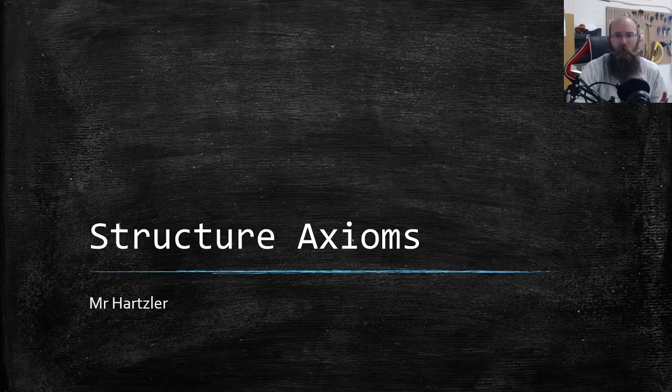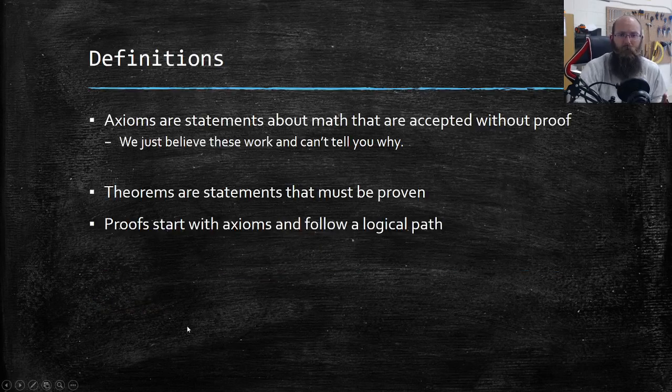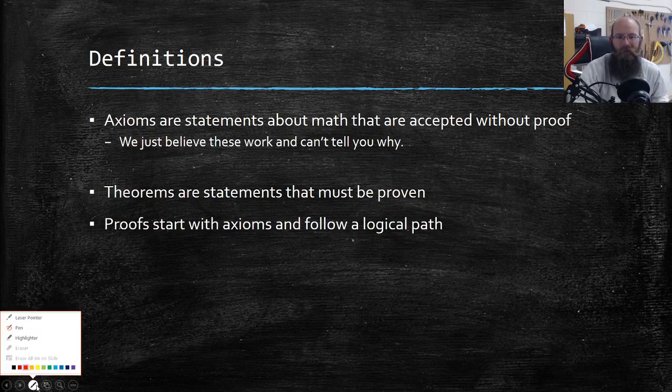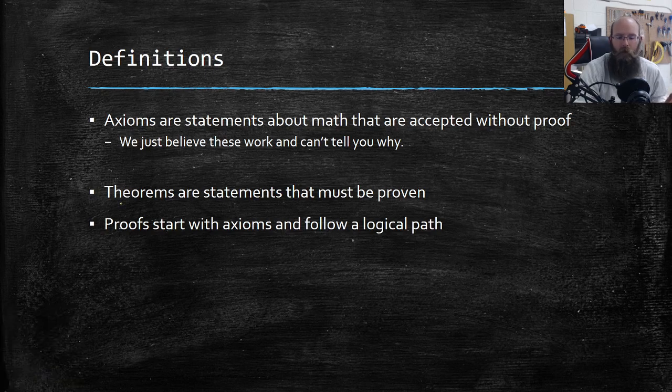Hey everyone, I'm Mr. Hartzler, and I want to talk to you about the structure of axioms and how we use these things. So, first part here is some definitions. Axioms are statements about math that are accepted without any kind of proof. We just believe that these work, and we can't really tell you why. And theorems are statements that we must prove, and proofs start with an axiom and they follow some logical path, right? It's just like telling a really good story, but in math.